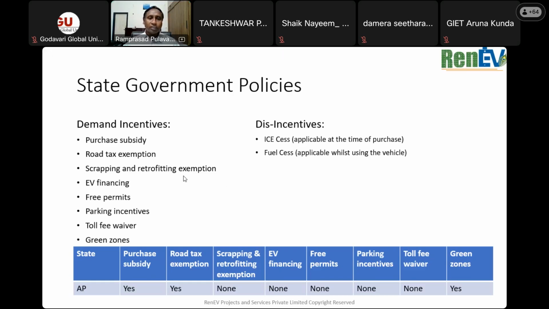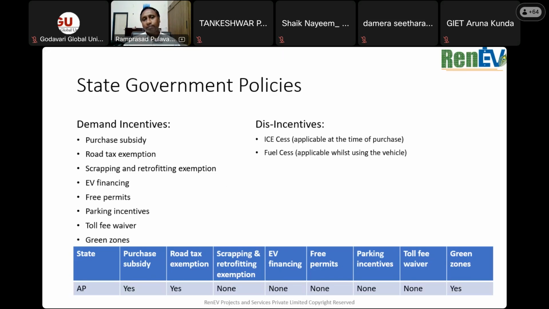Scrapping and retrofitting exemption. What does it mean? Some governments, especially the National Capital Region of India, give some subsidy for scrapping and retrofitting. It means you scrap your old vehicle, and we are going to support you.